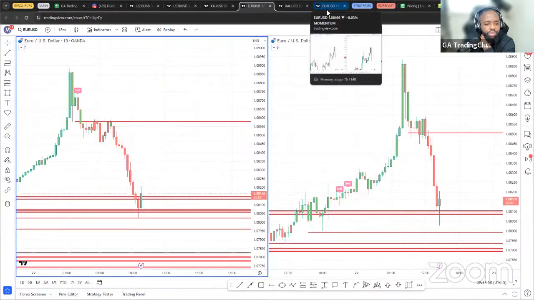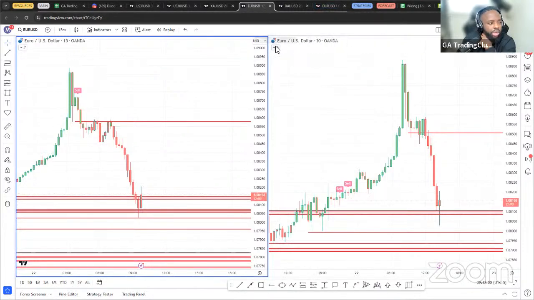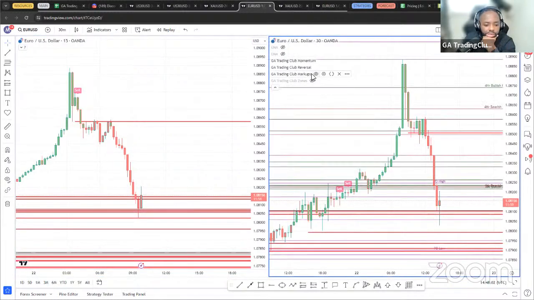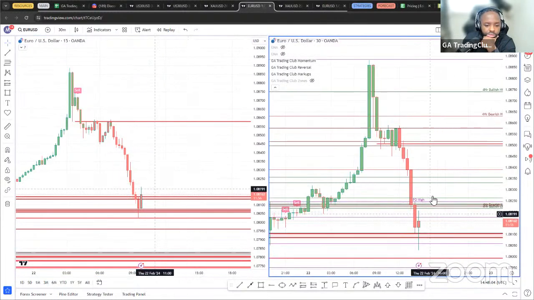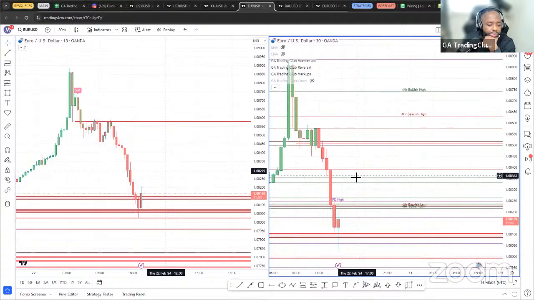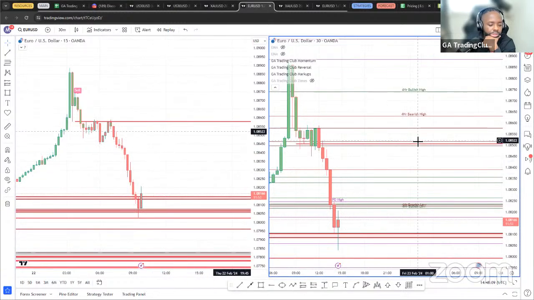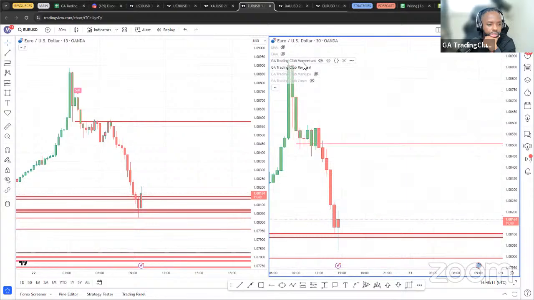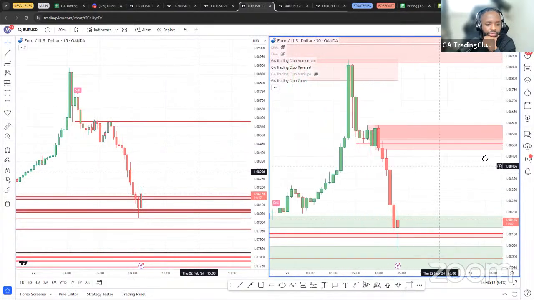Let me think something through. Let's turn on the markups indicators here real quick. We have a 4-hour bearish order block. Let's see what zones we have here for EU.